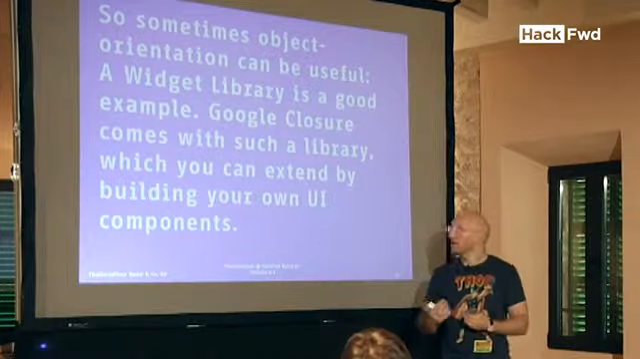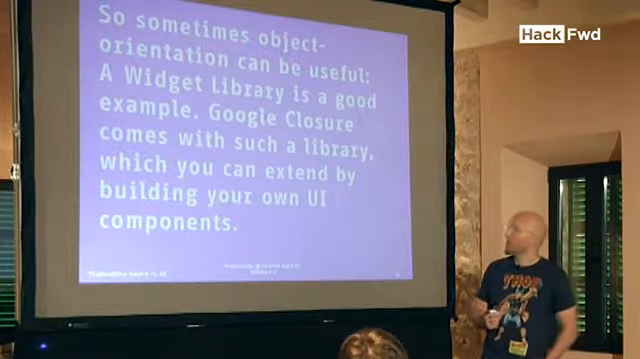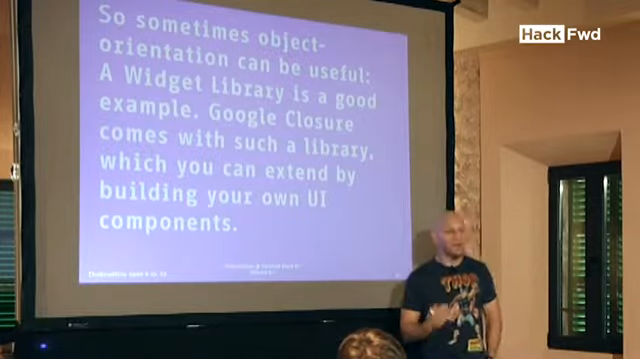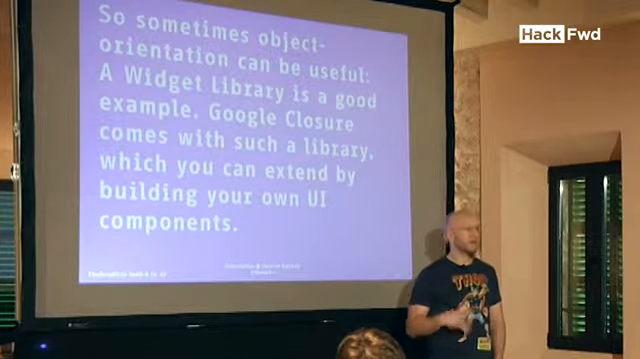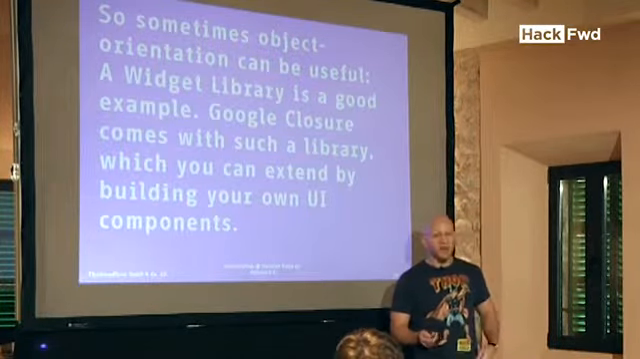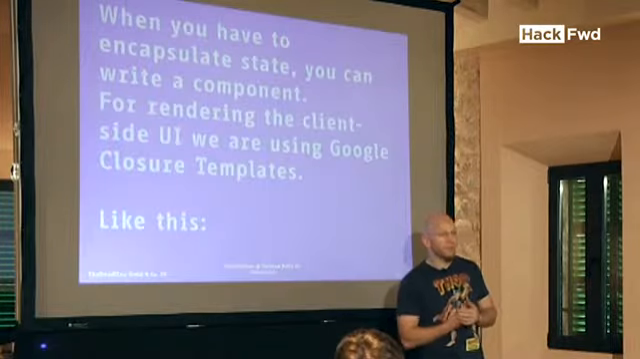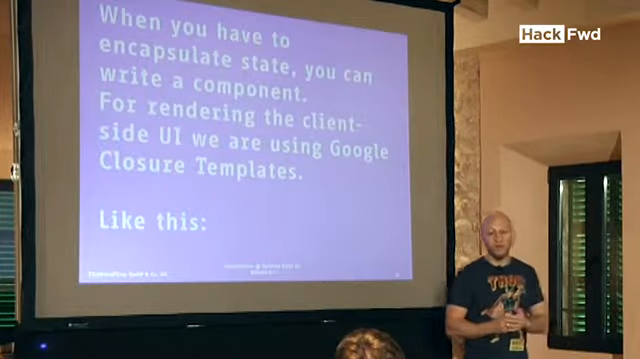structure where you have a component or a container, and the component can be a button or a text area and all this. Over the last 20 years maybe, there's a common structure for how you build stuff like this. Google Closure also comes with such a library, and you can extend it like any other widget library. You can write your own components. And so when you have to encapsulate state, then you maybe write a component.